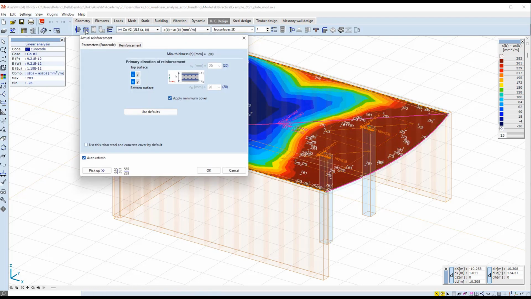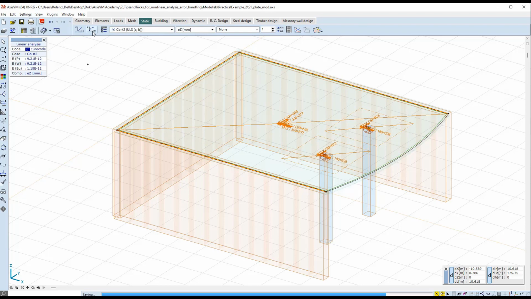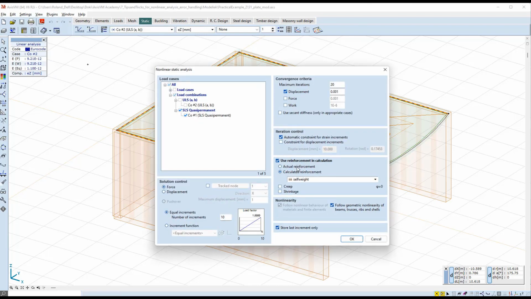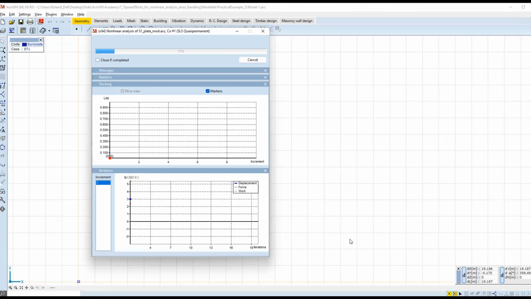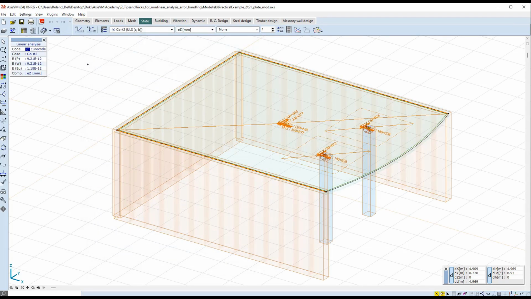Let's raise the amount of actual reinforcement in the two directions by selecting the slab, opening the actual reinforcement editor, and raising the spacing in the bottom X and Y directions. After the application of the changes and going back to the static tab, Nonlinear Analysis dialog, the amount of actual reinforcement will be used in the calculation instead of the calculated reinforcement coming from only the self-weight. In this particular case, this change alone will not help much reaching convergence. So we are continuing with further modifications of the model.